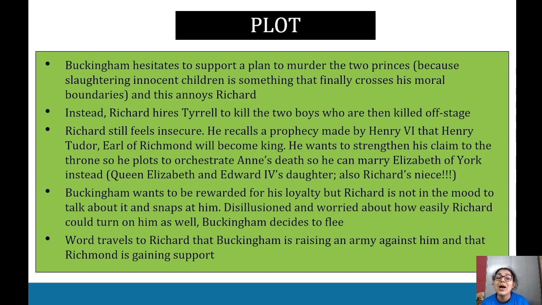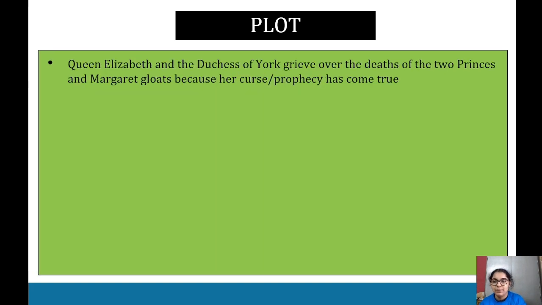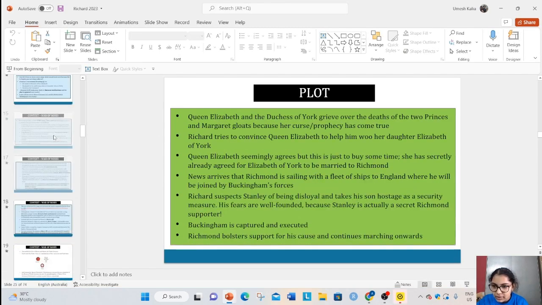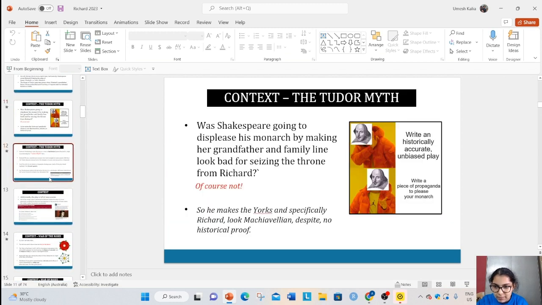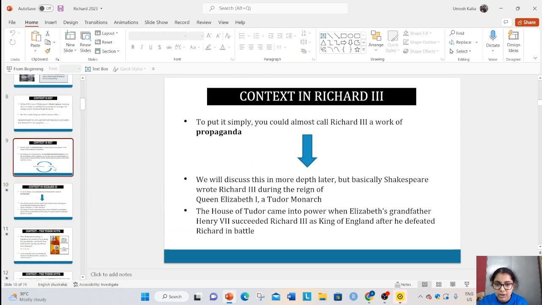Richard is not very fond of Buckingham, and at the same time we see that Richmond is raising an army. Queen Elizabeth and the Duchess of York, so remember King Henry IV's wife, the widow whose two sons are killed and whose daughter Richard wants to marry, and the Duchess of York, Richard's mother, they grieve over the deaths of the two princes, and Margaret gloats because her cursed prophecy is coming true. Now remember Margaret, just go back here and we can quickly recap who's who because there's a lot going on here and they'll come in useful.